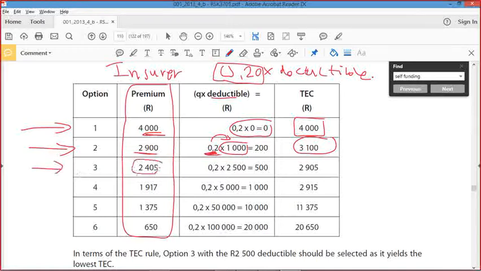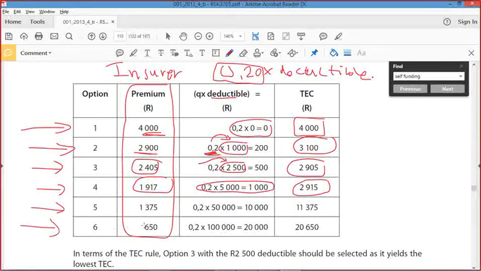Then we do that with the third option. That's the premium now. Notice the deductible goes up. Percentage times the deductible gives us 500. Better or worse than before? Better. Now we look at option 4. Let's reduce the premium by more. Then we have that cost. Higher or lower? Slightly higher. Correct.